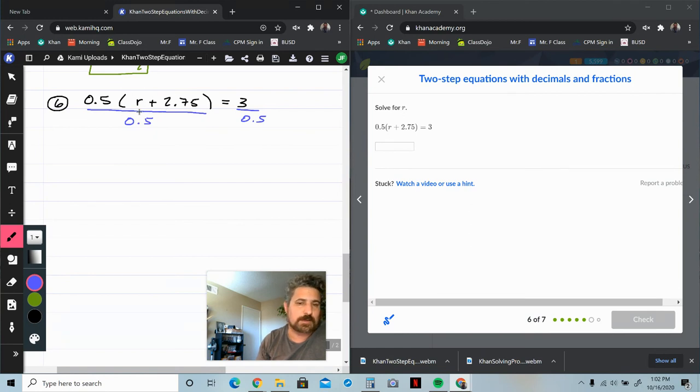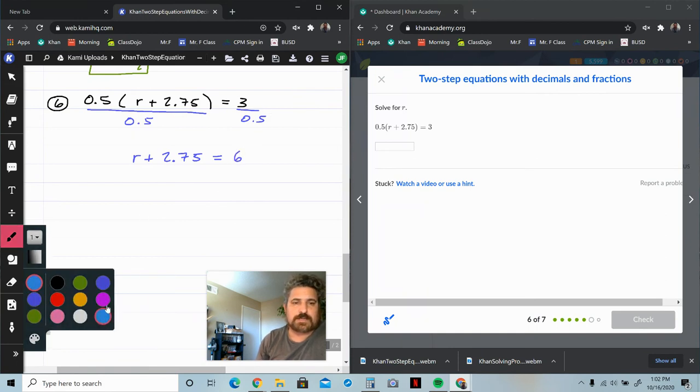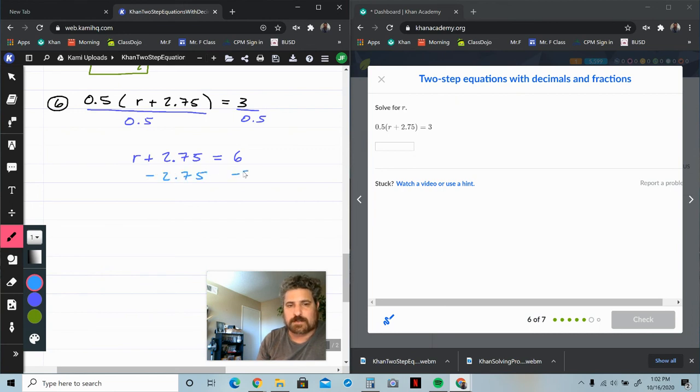If there was more than one term on the left, you might want to be more cautious with that. But one term on the left, pretty simple to do this. So you get r plus 2.75 is now equal to, how many times does 0.5 go into 3? Well, dividing by 0.5 is the same as dividing by 1/2, which is the same as multiplying by the reciprocal 2. So we can just say that that goes in 6 times. Now we want to undo the plus 2.75, so minus 2.75 to both sides.